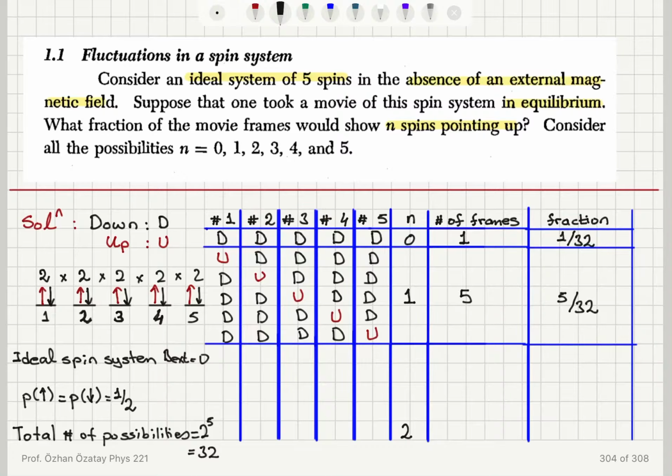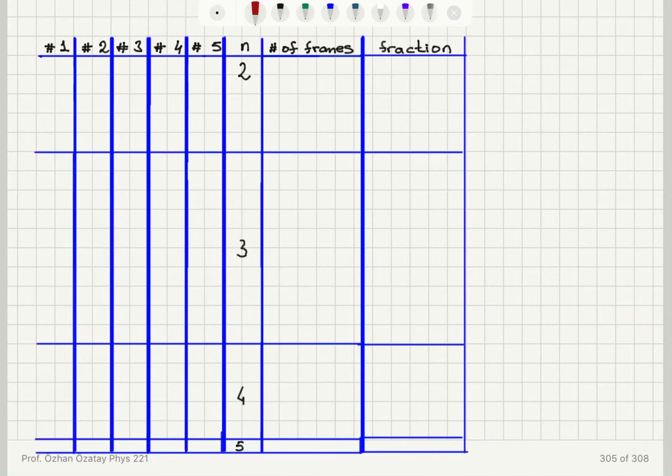Now for the n equals 2 scenario, I need to have 2 spins pointing up. This can be the first 2, up, up. The first one is up, third one is up. First one is up, fourth one is up. First one is up, fifth one is up. And then the second one is up, the third one is up, the others are down. The second one is up, the fourth one is up, second one is up, fifth one is up. Then I have third and fourth up, third and fifth up, and also fourth and fifth up.